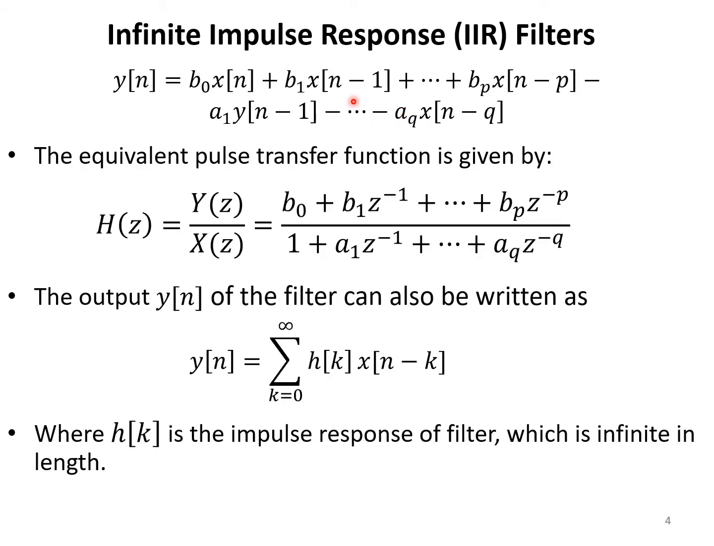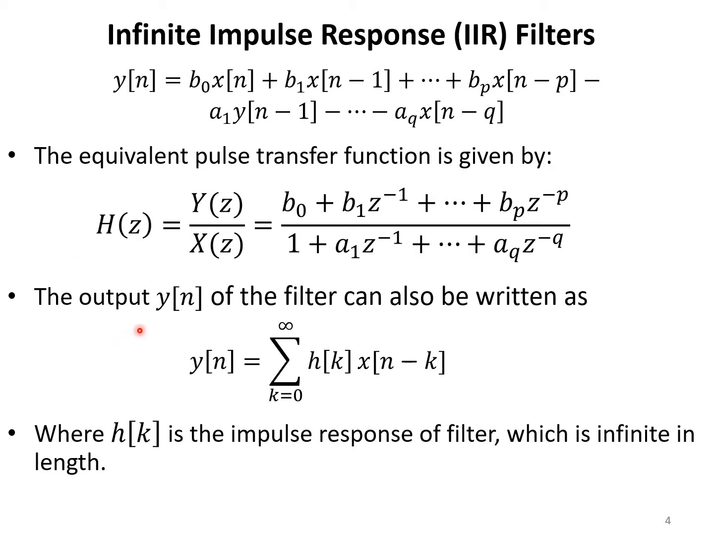So this is the difference equation, and if you want to compute the transfer function, which is also called the pulse transfer function, we know the transfer function is the ratio of the z transform of output upon the z transform of input. If we take the z transform of this difference equation, separate the input and output terms and compute the ratio, you will get this transfer function. You can see there are Q poles and P zeros in this equation.